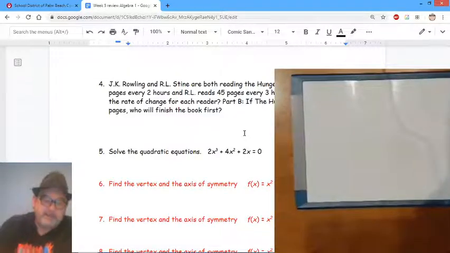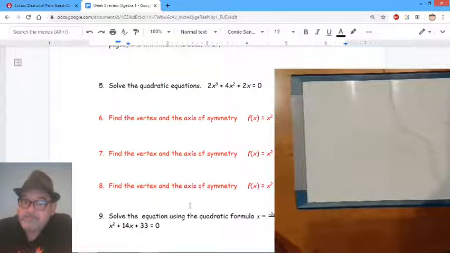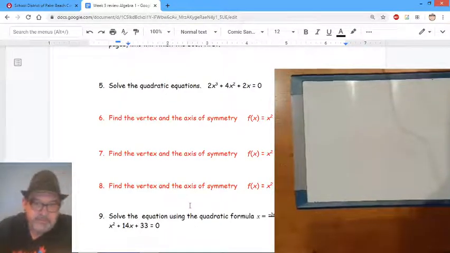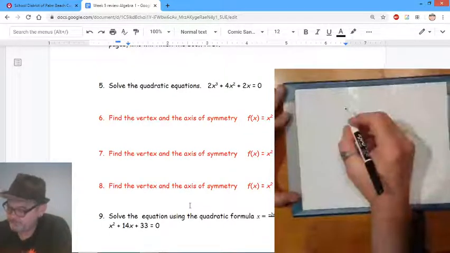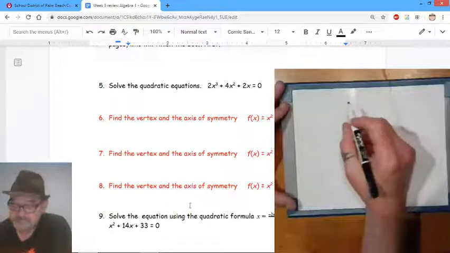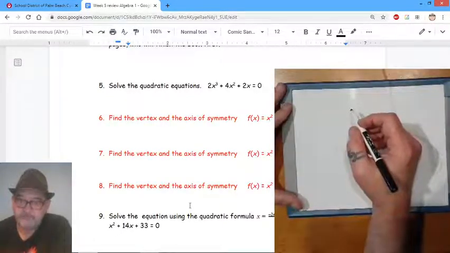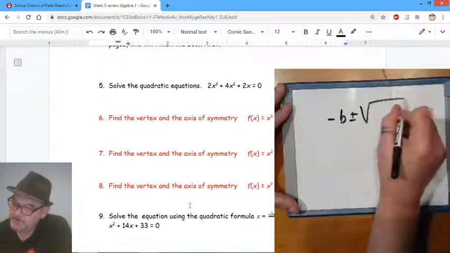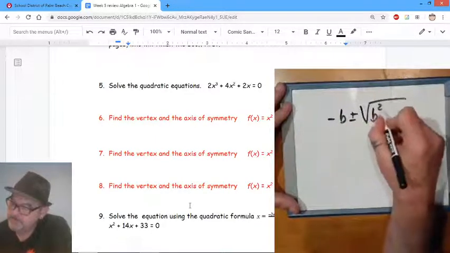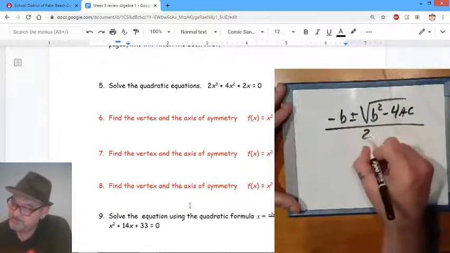6, 7, and 8. Those were your bonus questions. So let's skip down to 9. Do the bonus last. Solve the equation using quadratic formula. Here we go. Don't forget, guys, you need to memorize this at some point. If you're taking Algebra 2 next year, you need to know what the quadratic formula is. Negative b plus or minus the square root of b squared minus 4 times a times c divided by 2a.